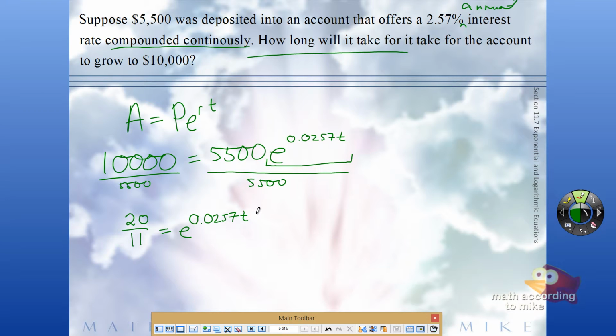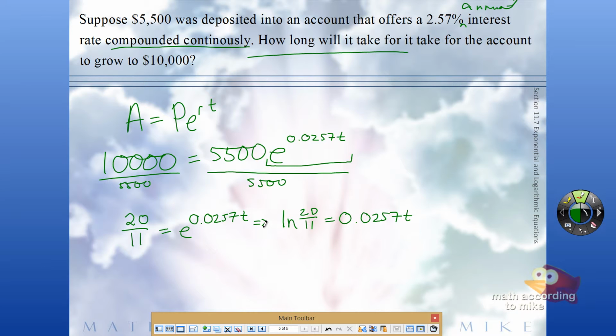We need to solve for the variable which is in the exponent, so we need to write it as a logarithm. So according to the definition of log, since the base of the exponent is an e, that means the base of the logarithm will be an e, which makes it a natural log. So natural log of 20 over 11 equals 0.0257 t.